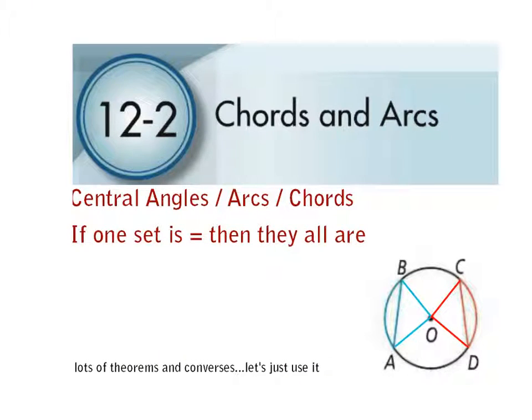Looking at 12.2 today, chords and arcs. So in a circle, a chord is going to be a segment that hits your circle in two places. So AB is a segment that hits the circle in two places. So that's a chord. And CD is a chord.